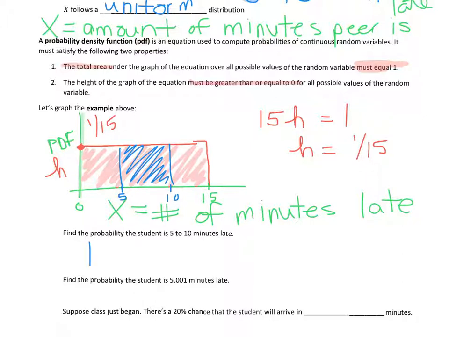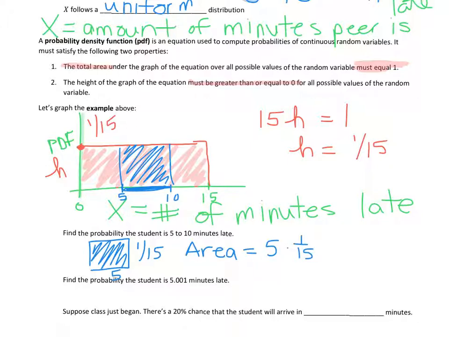All right, well, let's take that blue square and bring it down here. We know the height is 1 over 15. What's the length? 5 to 10. Well, 10 minus 5 is 5. So that's the length. So our area, the probability, is the area of that rectangle. There's a common factor of 5, so we can say the area is a third, or 0.33 repeating. So that's what that probability is, because area is probability.